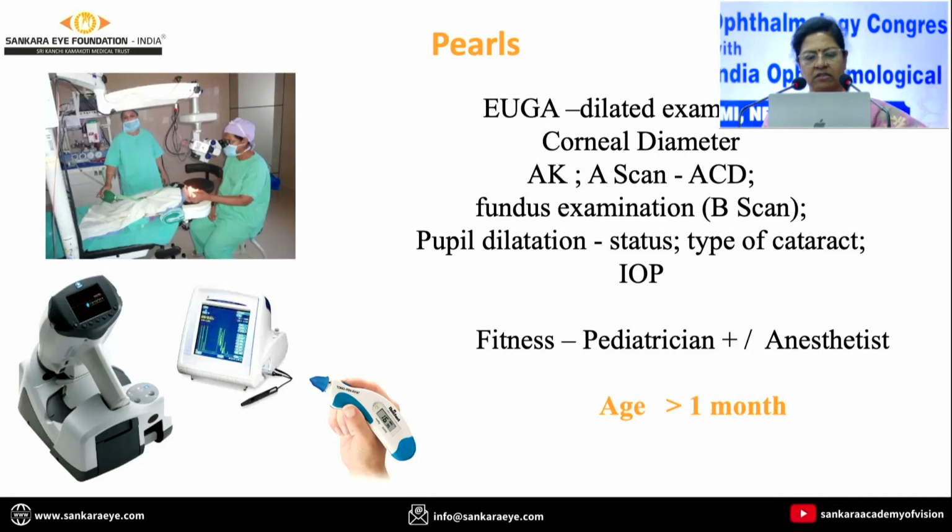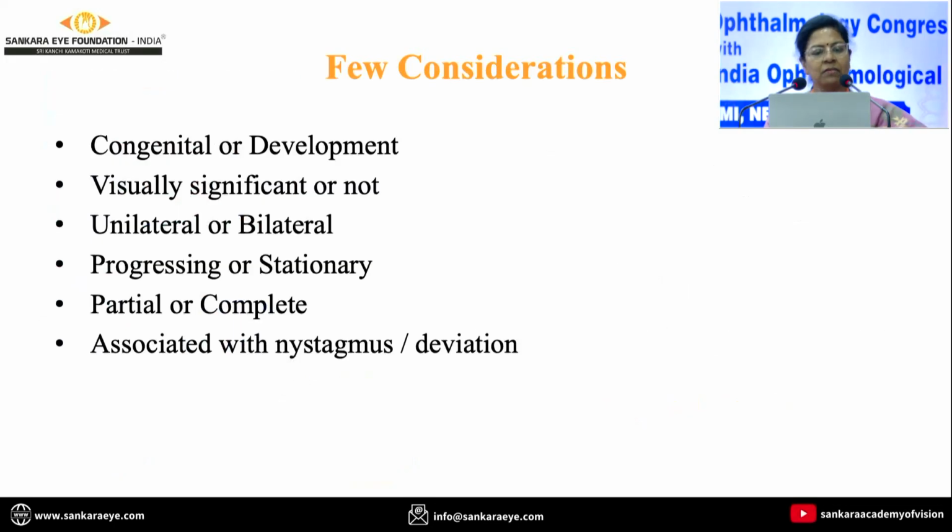Usually we operate on children above 1 month of age, because it is quite risky to operate at less than 1 month. A few considerations before taking up these children for surgery: whether it's congenital or developmental, because it gives a clue as to post-op visual development.